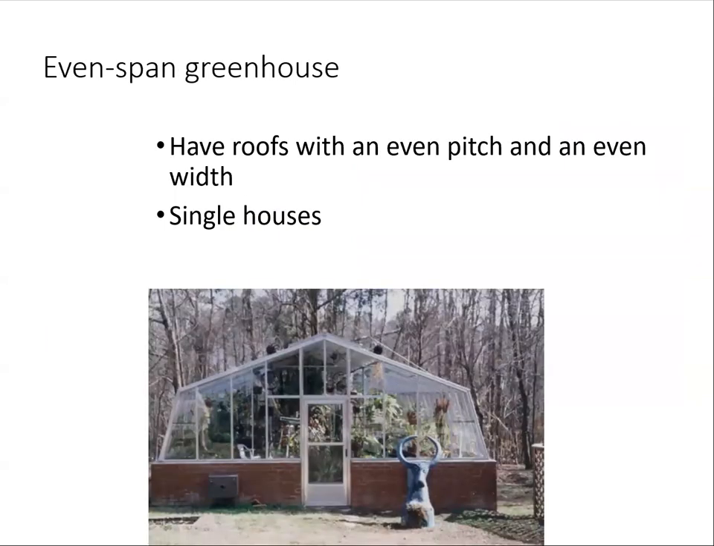Even span greenhouses, they have roofs with an even pitch and an even width. Okay, so this one, you can see that there's an even width. So you've got a center line on it, an even pitch to the roof on both sides, and then an even width from that center line to each side. And these are single houses, a single greenhouse.